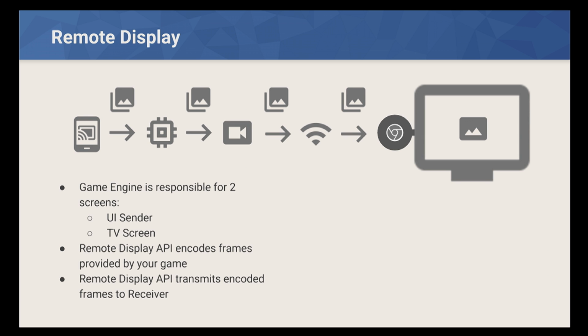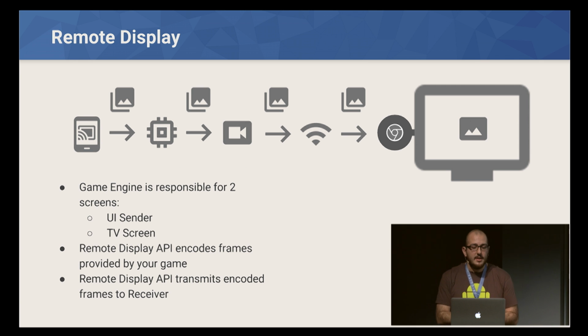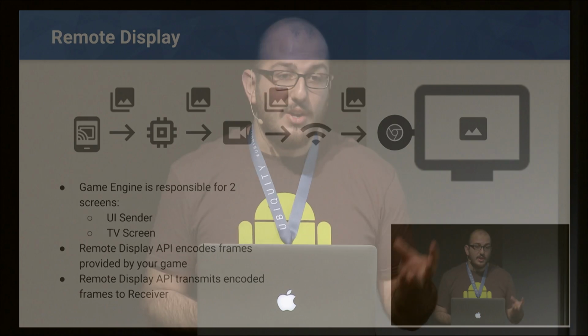The game engine is responsible for both screens, the sender screen and the TV screen. Usually, as I said, it's a UI on the small screen and then the gameplay scene on the TV screen. And the Remote Display API is encoding and transmitting frames provided by your game. Effectively, the bigger screen is acting like a secondary screen to your phone. You can also think about it as if you're connected through HDMI over Wi-Fi. And we're taking advantage of the Google Cast device's hardware decoding capabilities to have a smoother and high-quality experience for gaming. And it works really well.